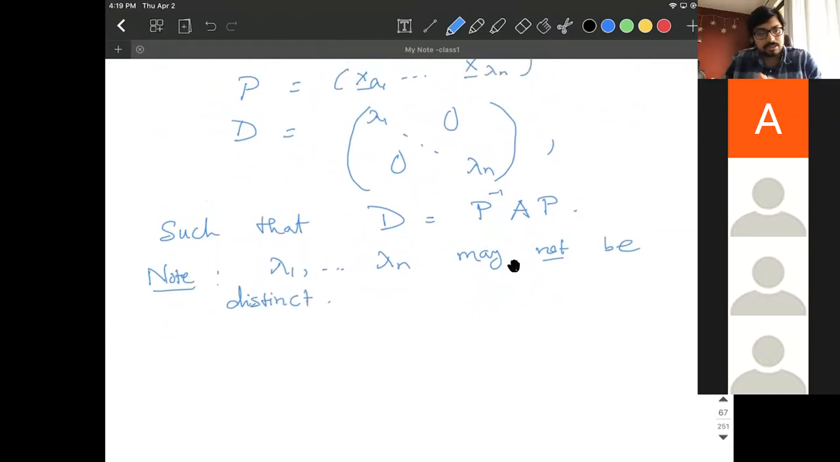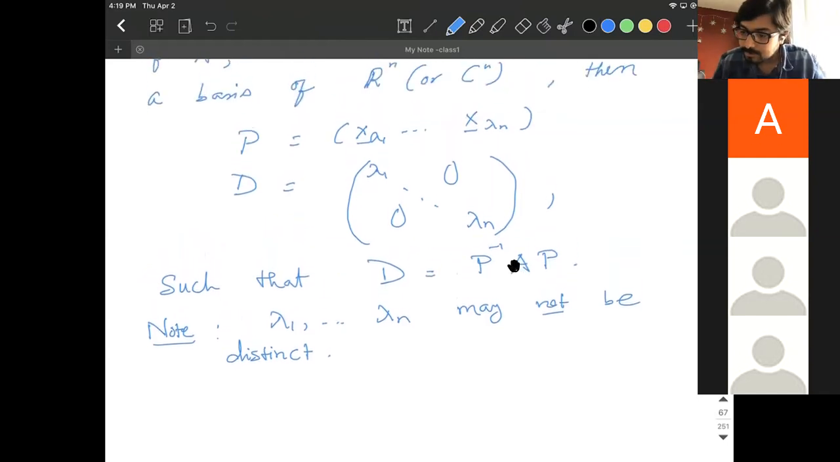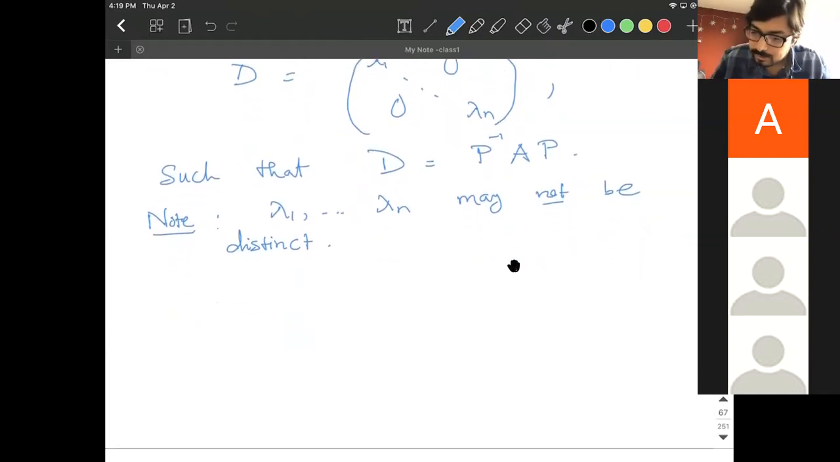So we are counting repeated roots as many times as they repeat. So if the eigenvalues are 1, 2, and 2, we are calling 1 to be lambda 1, and the first 2 we are calling lambda 2, and the second one lambda 3. So overall there are n eigenvalues in that way. So this is one observation, that these eigenvalues may not be distinct.